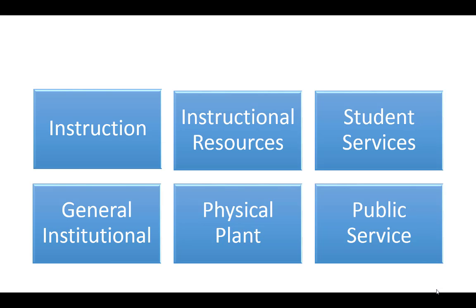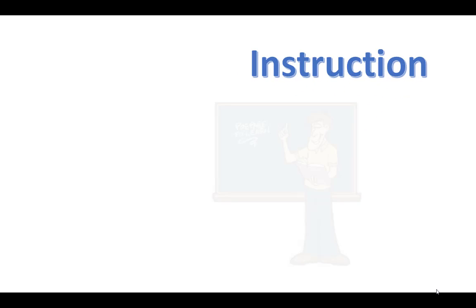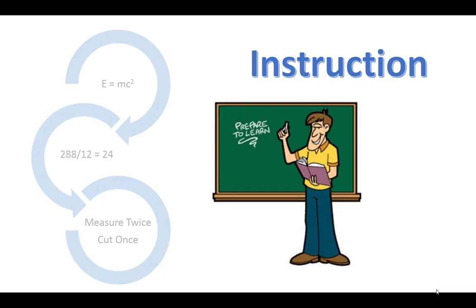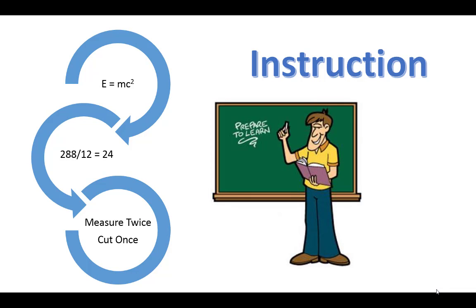Expenditures by function include instruction, instructional resources, student services, general institutional, physical plant, and public service. Instruction includes teaching, academic administration, guiding students in their educational programs, coordination and improvement of teaching, and other activities related directly to the teaching of students.